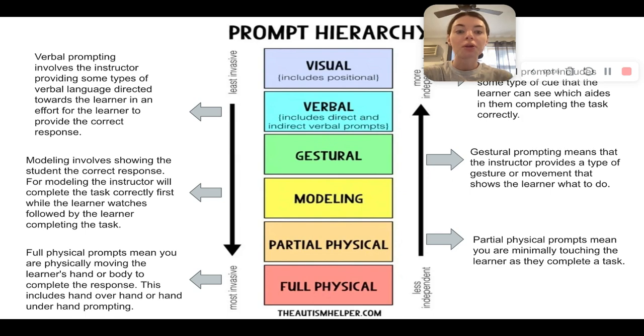This could also include the learner brushing their teeth. The instructor would stand behind the learner and hold their hand while they brush their teeth and complete each step of the process.